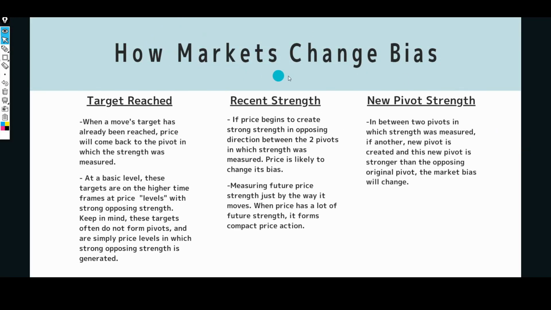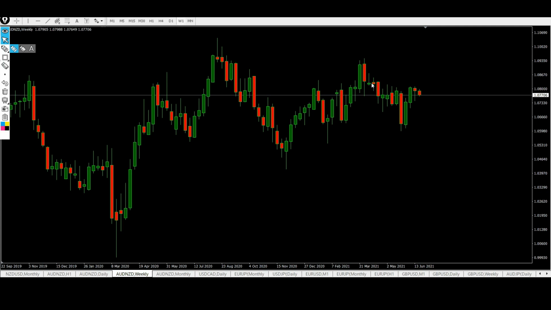All right, how markets change its bias. Now, the first way in which a market changes its bias, and moreover how we could spot its change, is if a target has been reached. So when a move's target has already been reached, price will come back to the pivot in which the strength was measured. Okay. All right, so I'll be using this weekly chart to demonstrate this.